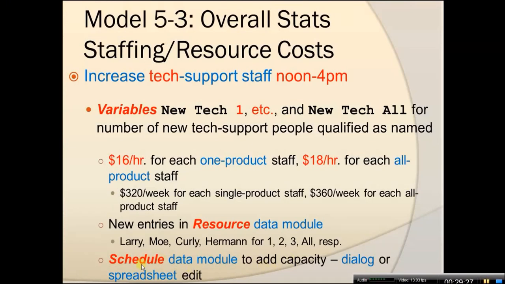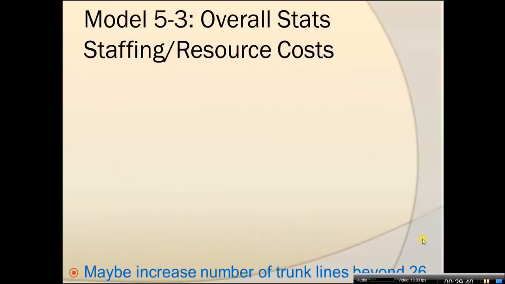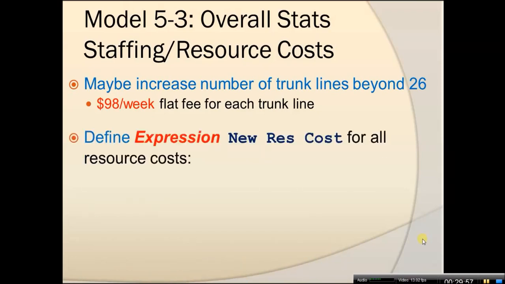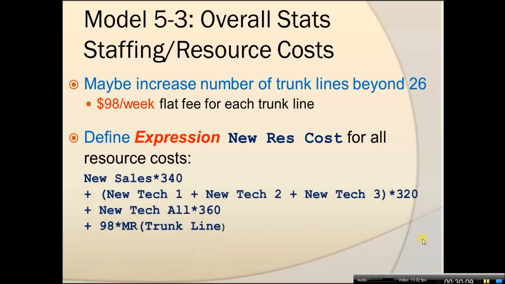And so as you saw, we changed the schedule data module to add capacity. We did it using the dialog, or we could do the spreadsheet editing. And so the next thing is we need to consider that we might be able to increase the number of trunk lines beyond 26. So we need to incorporate it in our costs. And we assume that $98 per week flat fee for each trunk line. So we can define this expression called new resource cost. So it's going to be new res cost for all resource costs.